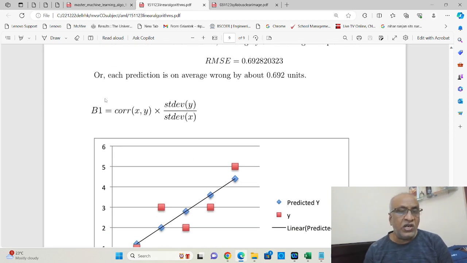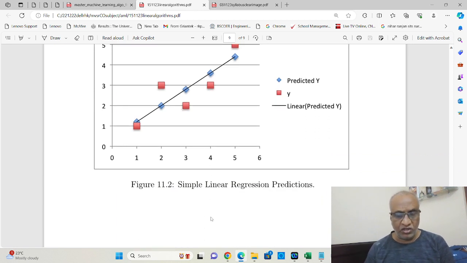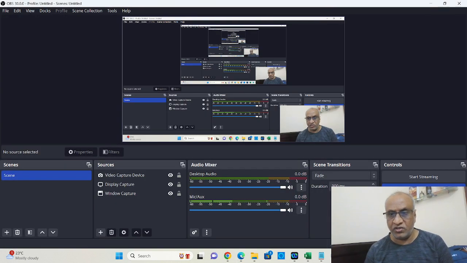The other way of calculating b1 is we can use this formula: correlation of x comma y multiplied by standard deviation of y divided by standard deviation of x. If you're using Excel, you can use the correlation function directly, or you can use Pearson's correlation here. And in Excel you have standard deviation functions also. So this is what is today's focus of discussion.